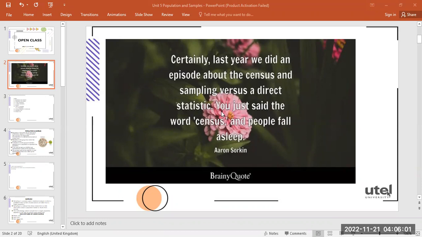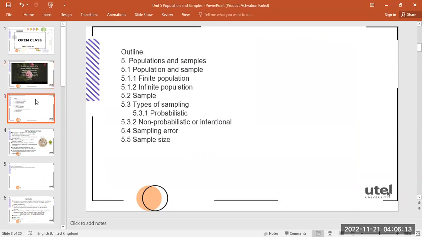And today, we shall be talking about a very important statistical concept, and that is samples and populations. Permit me to share the course outline with you. So we shall talk about populations and samples, even though in the first lecture, I still talked a little about population and samples, but today's topic is mainly dedicated to populations and samples.